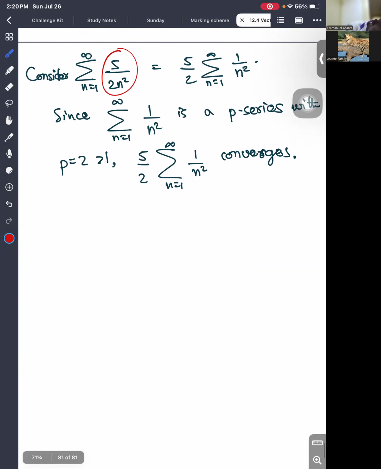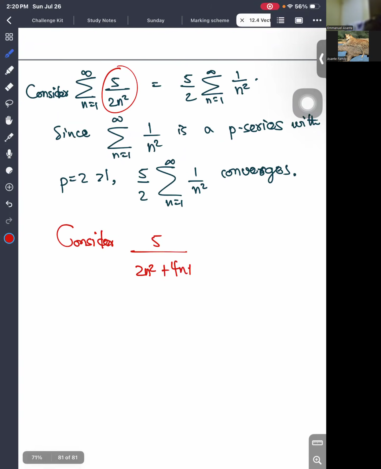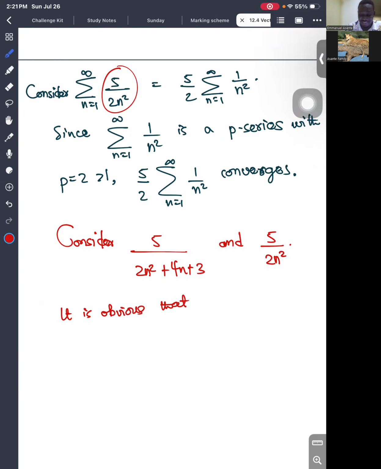So you say, consider 5 over 2n squared plus 4n plus 3 and 5 over 2n squared. And at this point, it should be easy to determine which of these is the greater one and which is the lesser one. So I think it is obvious. If it is not obvious, I'm sorry. It is obvious that if you don't find it obvious now, you will find it obvious later.